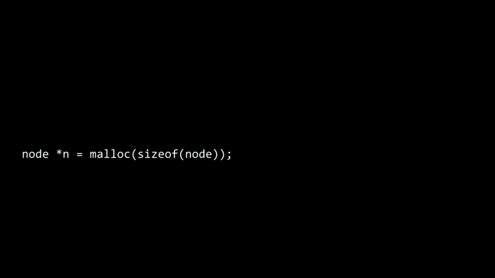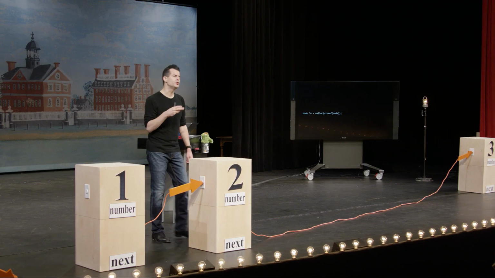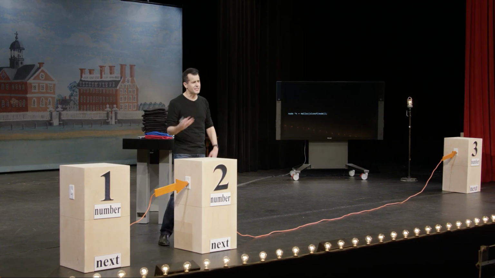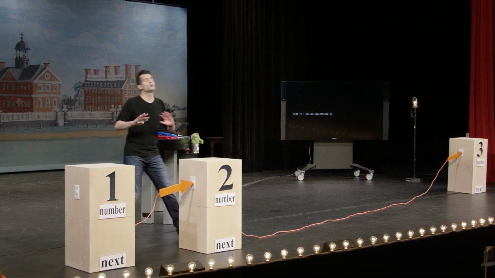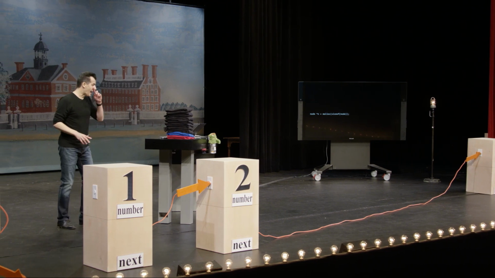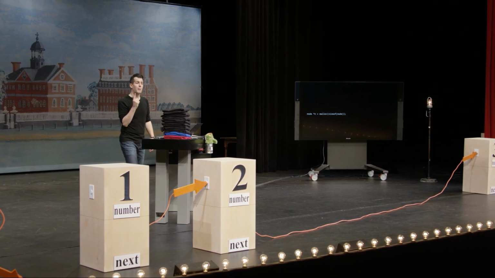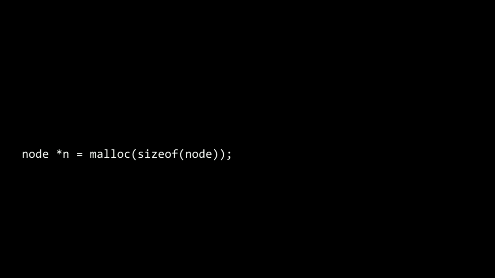Node star n, though I could call the variable anything I want, malloc size of node. Sizeof, which we might have seen briefly, is an operator in C that tells you how many bytes large any data type is. I could do the math and figure out on my Mac or PC or CS50 IDE just how many bytes these nodes take up, but sizeof just answers that question for me. So malloc takes one argument, the number of bytes you want to allocate dynamically, and it returns the address of the first of those bytes.